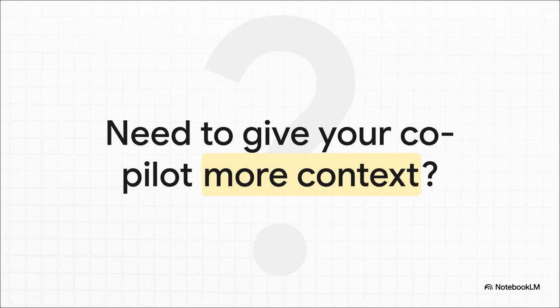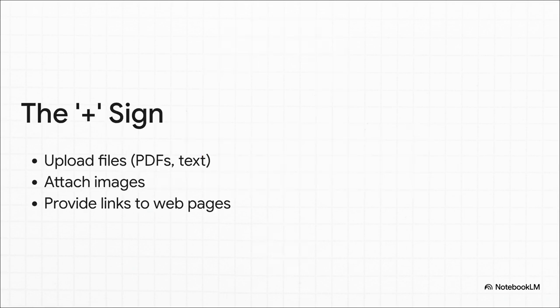But what happens when just a line of text isn't enough? What if you need your co-pilot to look at a specific report, or a photo you took, or even a particular website? That's where this little plus sign becomes your absolute secret weapon. This is how you supercharge your prompts. You can upload a PDF and ask Gemini to summarize it for you. You can attach a photo and ask for a detailed description. Or you can drop in a web link to get the key takeaways from a long article. This is what transforms Gemini from just a chatbot into a seriously powerful analyst.